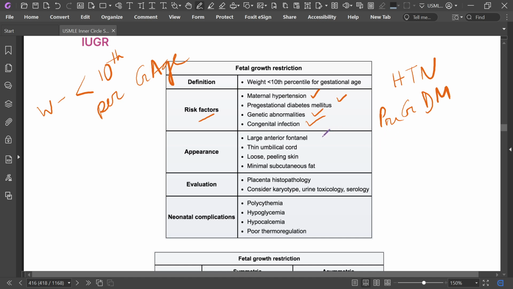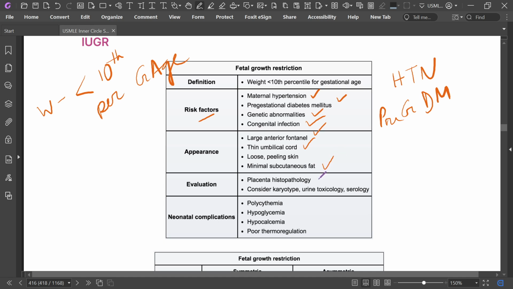Appearance is large anterior fontanel, thin umbilical cord, loose peeling skin, and minimal subcutaneous fat.